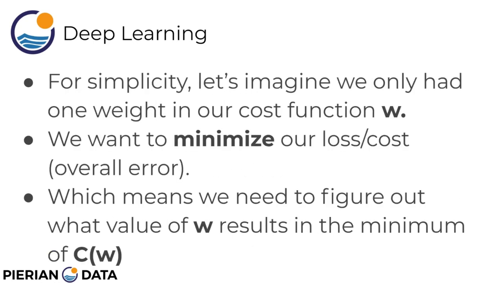So for simplicity, and in just thinking about this, let's imagine that we're dealing with a really simple network that only has a single weight, essentially just one neuron. So what we want to do is minimize our loss or cost, essentially our overall error. Which again means we need to figure out what value of W we use that's going to result in the minimum of C of W.